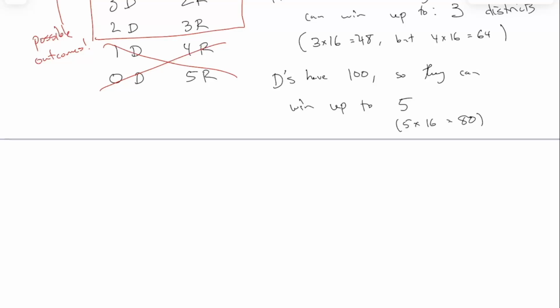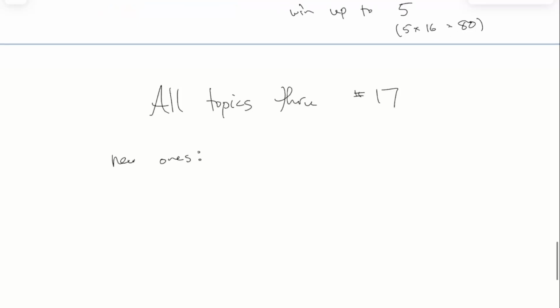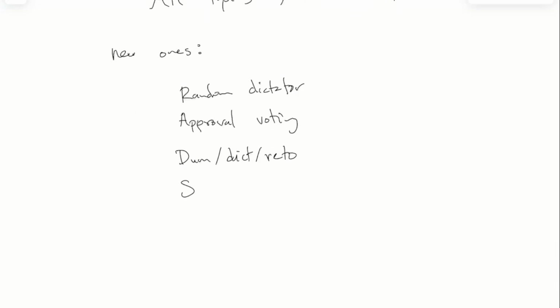So maybe I only have time to tell you what will be on the test in terms of the topics. So the test will include all topics through number 17. So maybe I will just refresh our memory about what the new ones are. The new ones are, number 11 is random dictator. Number 12 is approval voting. Number 13 was, this is about weighted voting, the dummies, dictators, veto power. Number 14 was the Shapley-Shubik. And number 15 was the Banzhaf. Unfortunately, you need to remember the difference between the Shapley-Shubik and the Banzhaf. There are two different ways of doing it, with no clues from the names.